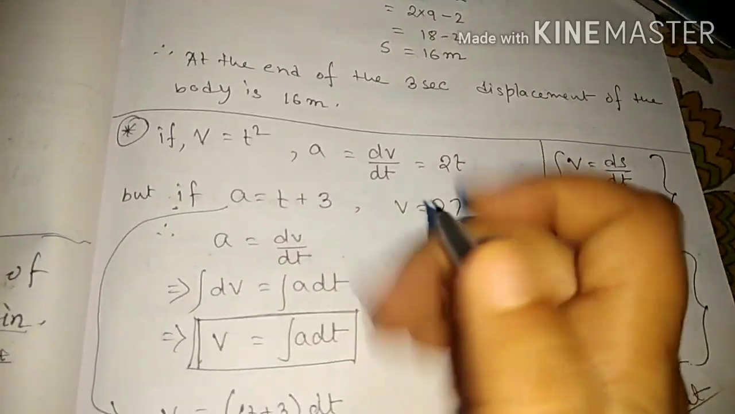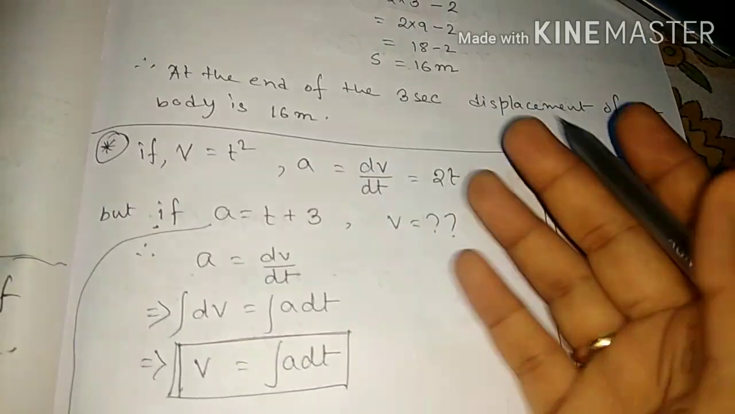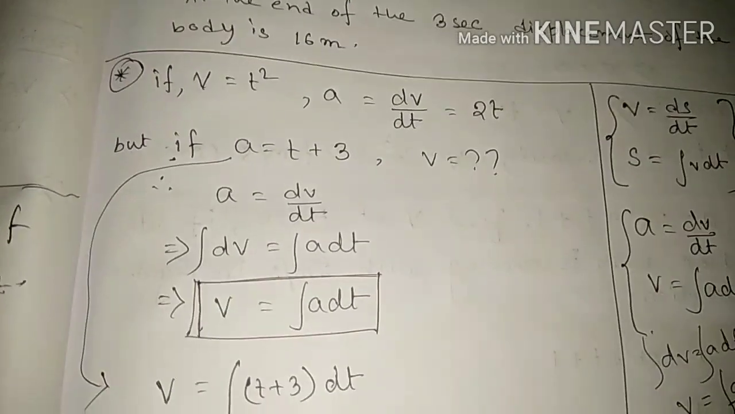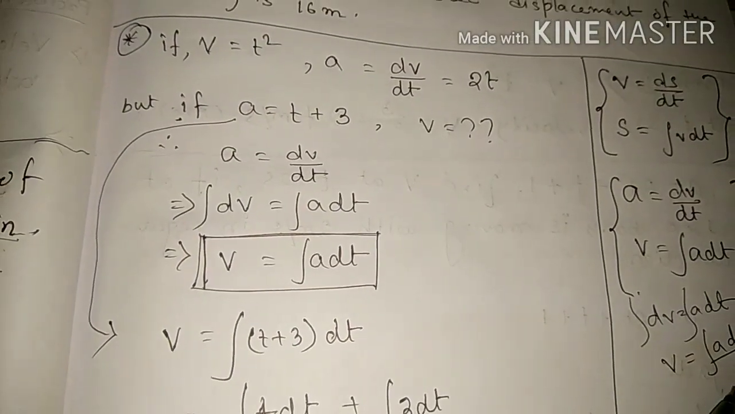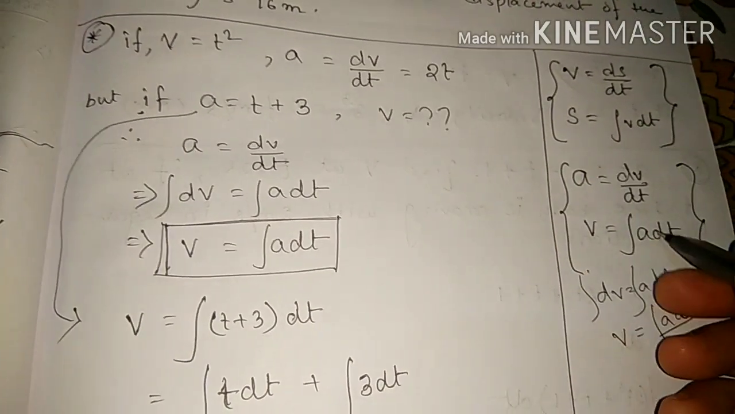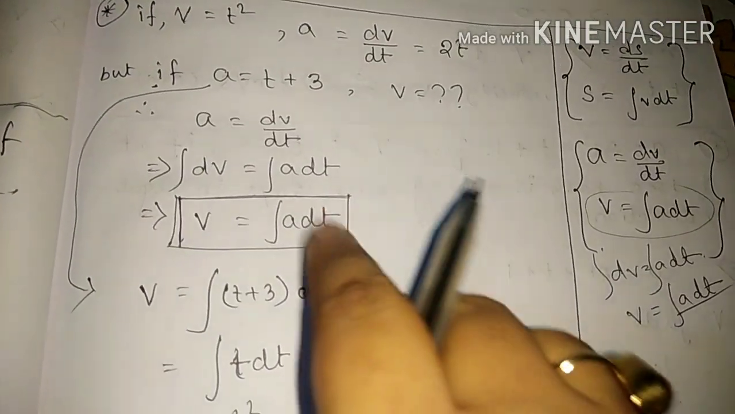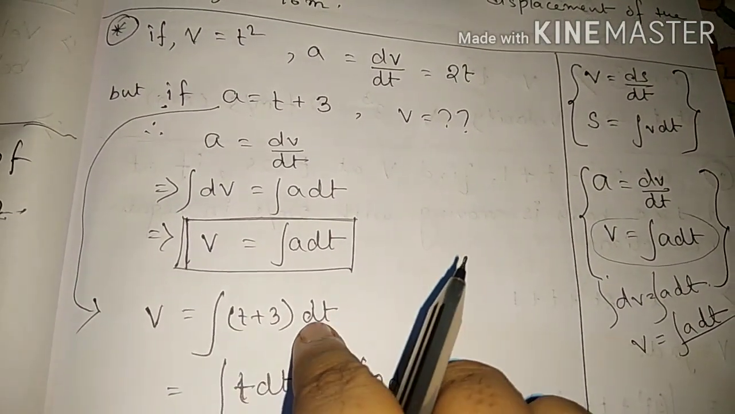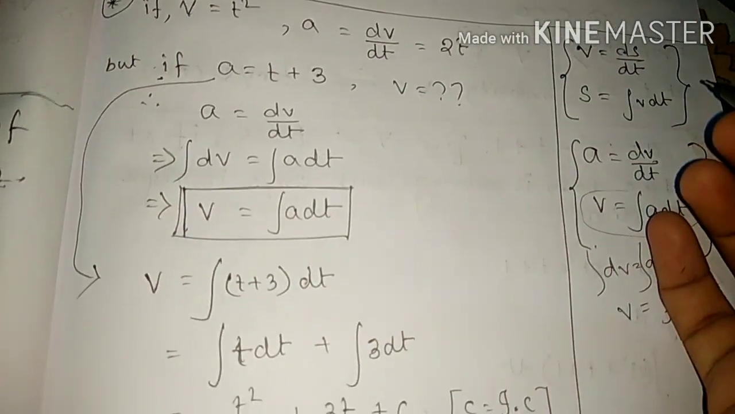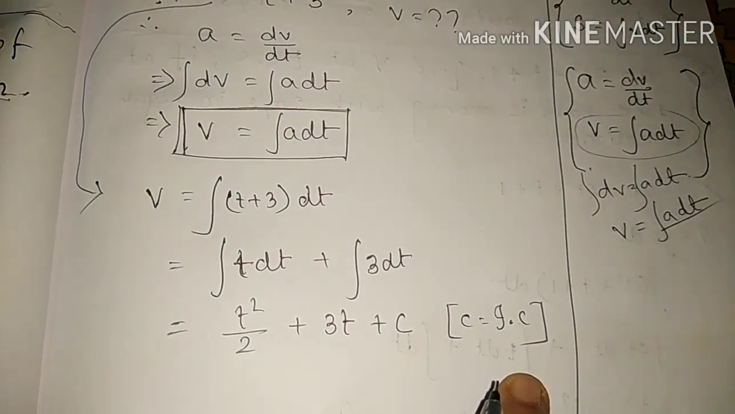Okay, let's take one example. From velocity we find acceleration, that's why we use differentiation. But here acceleration is given, a equals 3t plus 3, and we find velocity. Which formula do we use? Yes, v equals integration of a dt. In place of a we put 3t plus 3 into dt. But see, no limit is given, that's why it is an indefinite integration, so we use the constant term c, the integration constant.